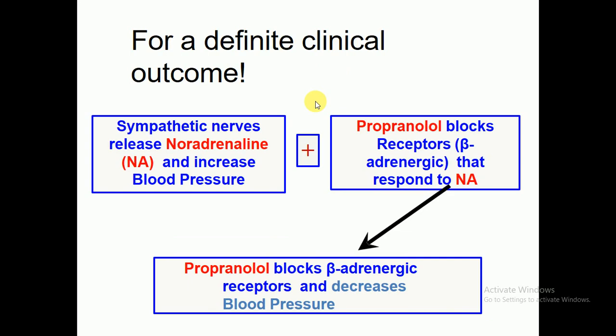For definite clinical outcomes, as I have already told you, first of all you will have to create the basic concepts of the sympathetic nervous system and parasympathetic nervous system. We know which activities are under the control of the sympathetic nervous system, and which are under the control of the parasympathetic nervous system. The sympathetic nervous system releases noradrenaline, a hormone released by the adrenal gland, and it increases the blood pressure.